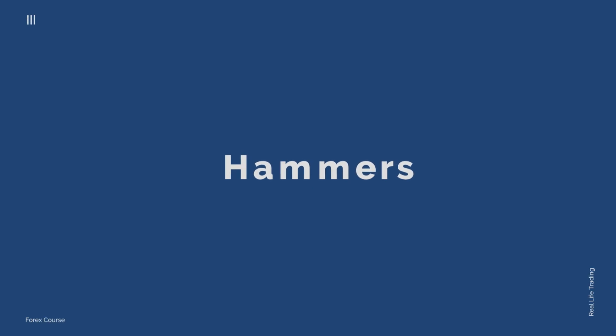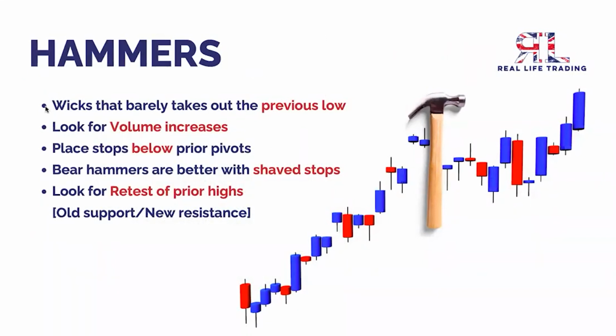So hammer candles, these are my preference when looking for hammers. Ideally, I'm looking for wicks that barely take out the previous low. I am particularly impressed with a hammer candle that has volume increased. We'll go through all this in a bit more detail, so don't worry. I like to try and place my stops below the prior pivots.